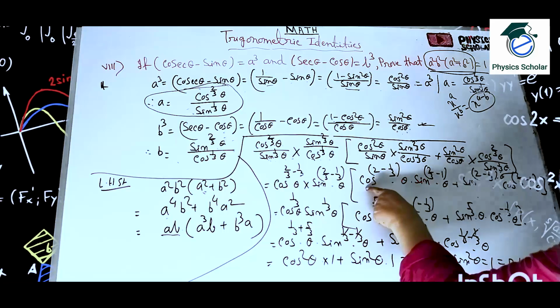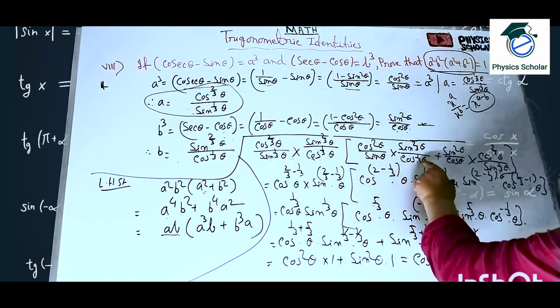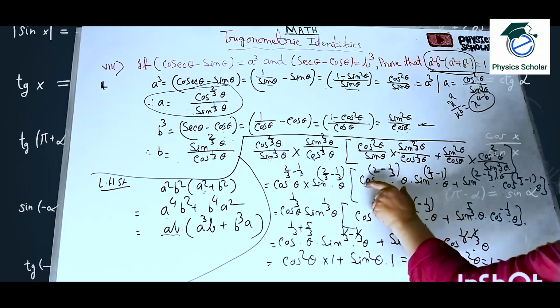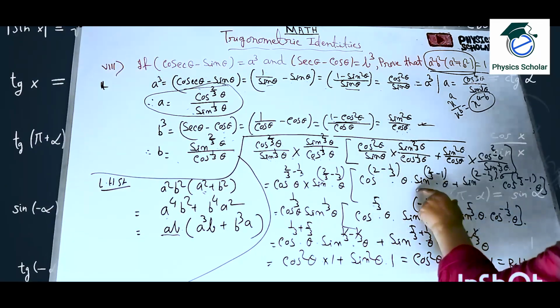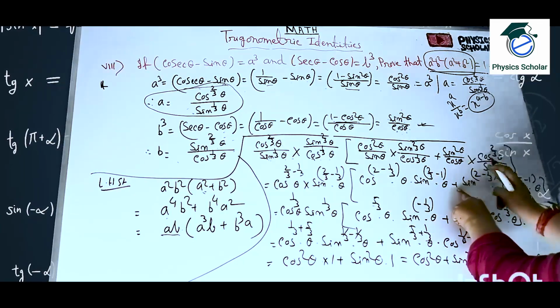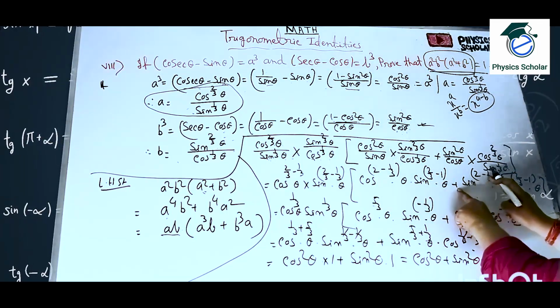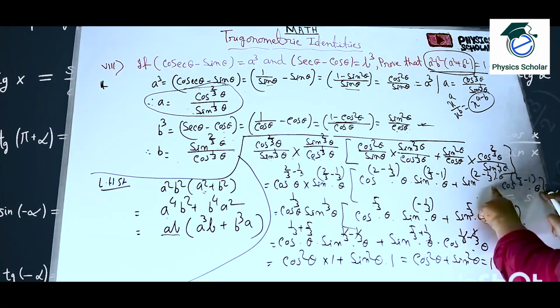Clear? So it is cos square theta divided by cos to the power 1 by 3 theta. So that means cos to the power 2 minus 1 by 3 theta. Similarly for the sin, it is sin to the power 2 by 3 minus 1 theta, plus for here it is sin square theta, so sin to the power 2 minus 1 by 3 theta into cos to the power 2 by 3 minus 1 theta.